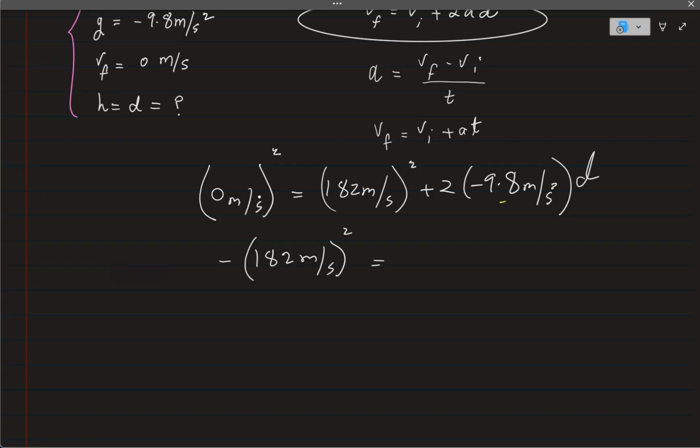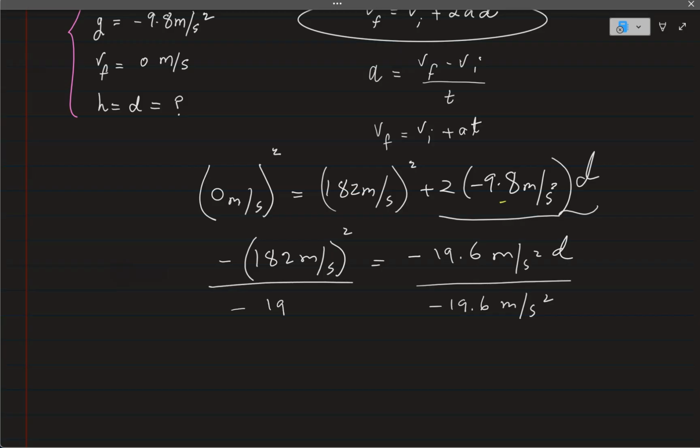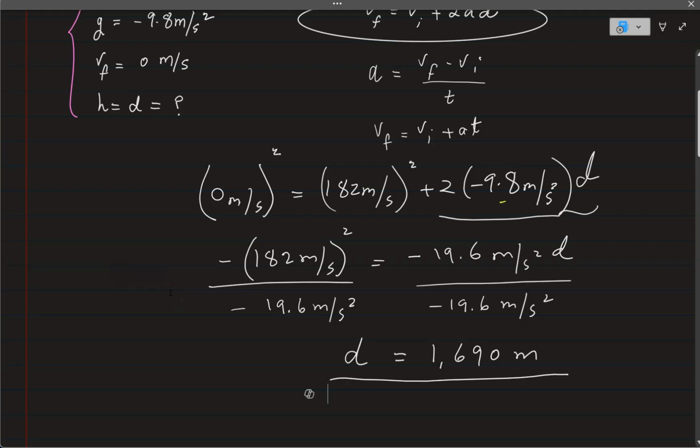We're subtracting that, isolating this term right there, and that would be negative 19.6 meters per second squared times D. Divide both sides by negative 19.6 meters per second squared. D, the distance or the height, will be 1,690 meters. So about 1.7 kilometers into the sky. That's how high the bullet will go. Okay, so that is the answer to the first question.